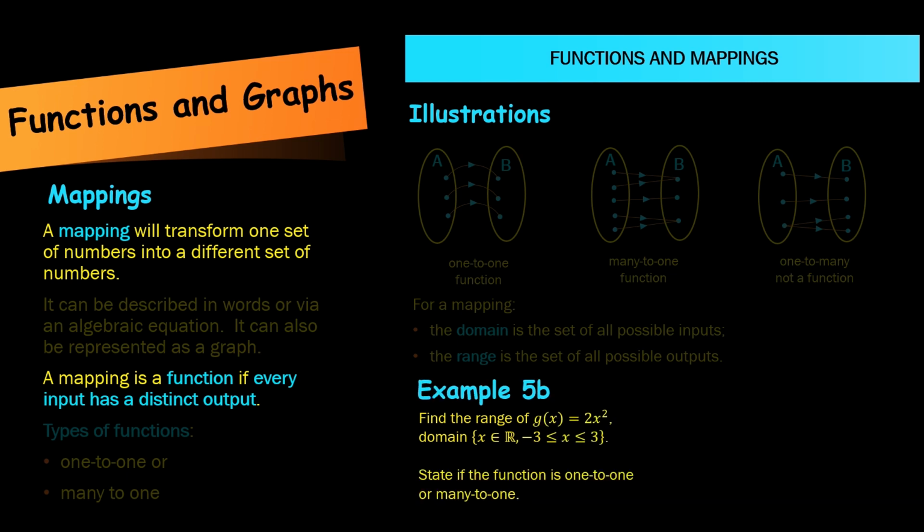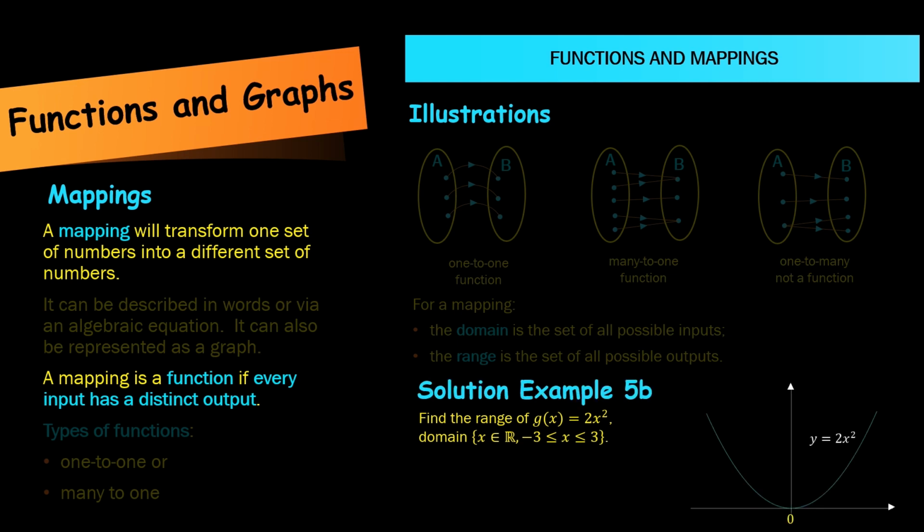Now let's take a look at part B. We are required to find the range of g of x equals 2x squared for the domain x in the real numbers and x greater than or equal to minus 3 and less than or equal to 3. We are also required to state if the function is 1 to 1 or many to 1. So let's solve this.